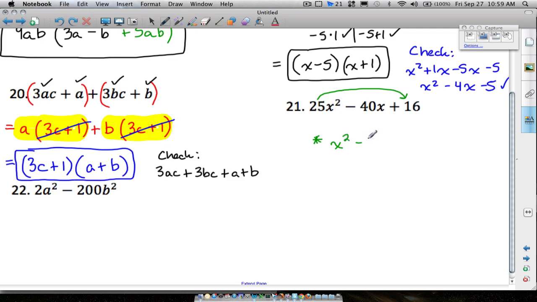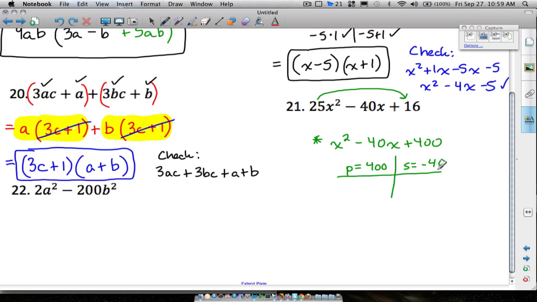It gives us x squared minus 40x. 25 times 16 is 400. Now, remember I said this in class, this is a shortcut to factor this problem, so the product is going to be 400. The sum is going to be negative 40.